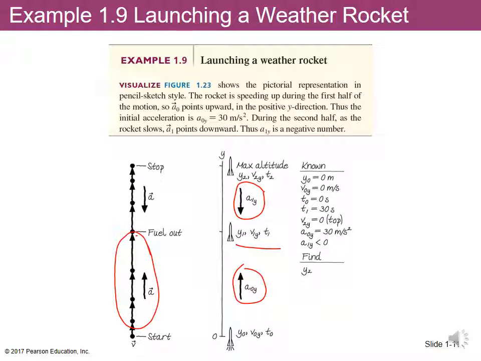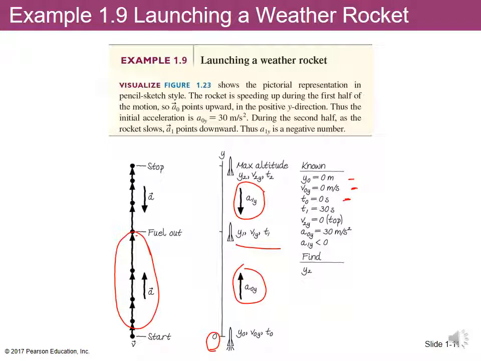We want to identify everything that we possibly know. So at the beginning, it starts at the ground. So let's make that the origin of a coordinate system, which we've shown here, which means that our initial height is 0. It starts on the ground from rest, so the initial velocity is 0. And we're going to set our time to start there when it takes off. So all three of those are 0.